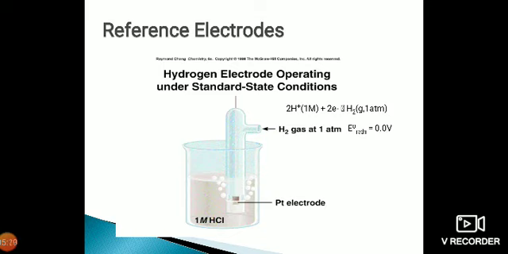You can connect it to the potentiometer and measure the EMF of the cell. Because the standard value of the standard hydrogen electrode is known to us, it is 0 volts, it is possible for us to calibrate the standard electrode potential of the coupling electrode when it has been constructed with the standard hydrogen electrode.